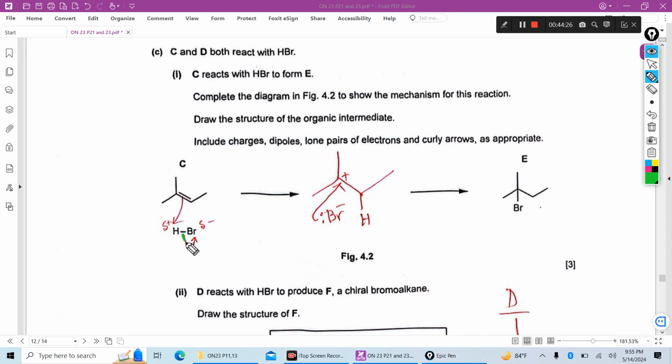Now you see, bromine is more electronegative, so bromine becomes delta minus and hydrogen becomes delta plus. Then this pi bond gives electrons to hydrogen, and this hydrogen is added to the right carbon, and this carbon becomes a positive carbocation. Then the bromide ion gives its lone pair to the positive carbocation to give the product.